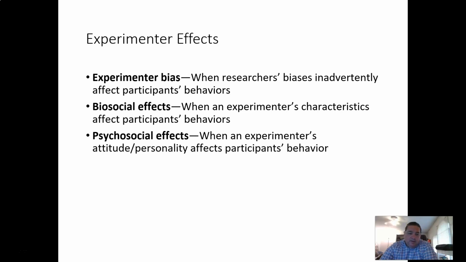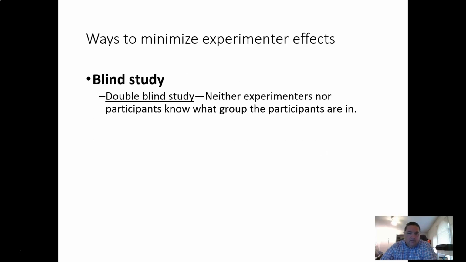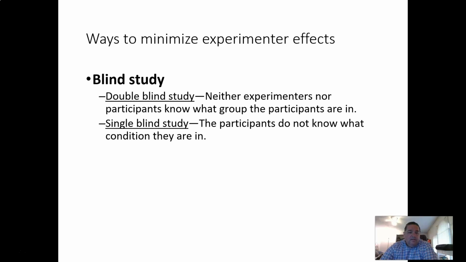You could have a double-blind research, and that really takes away the experimenter bias, at least with the process of experimentation. Biosocial effects, when experimental characteristics affect participants' behaviors. And then the psychosocial effects, when experimenters' attitude, personality affects participant behaviors. When we do a blind study or a double-blind study, neither the experimenters nor the participants know what group they are in. That's one way to take care of this. In a single-blind study, the participants do not know what condition they are in.